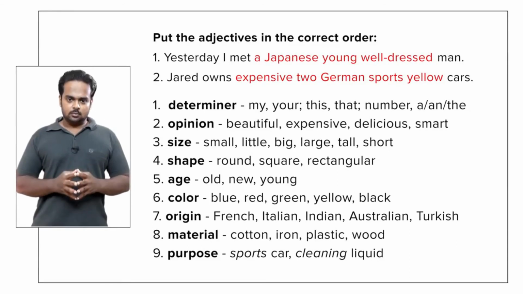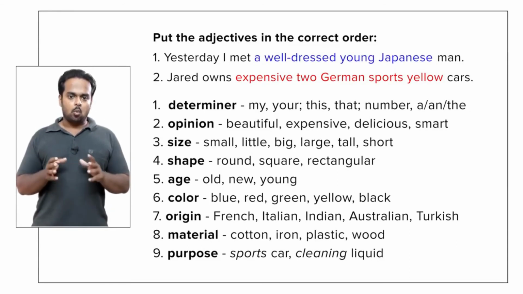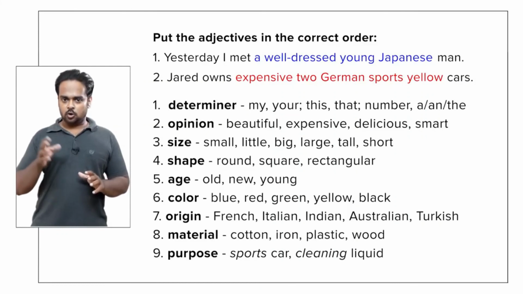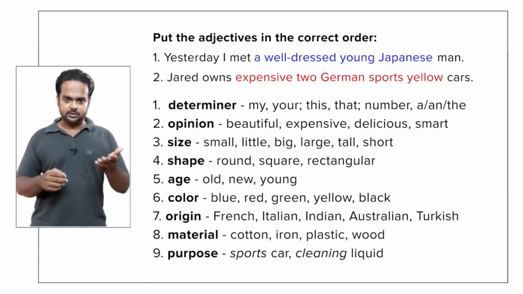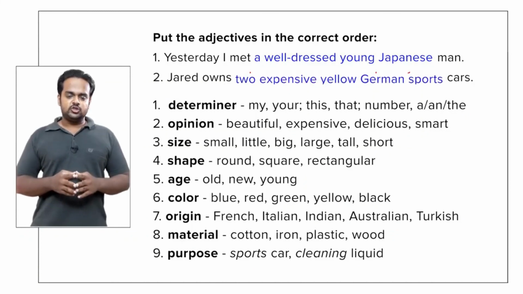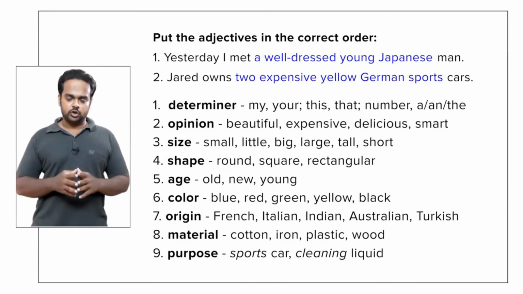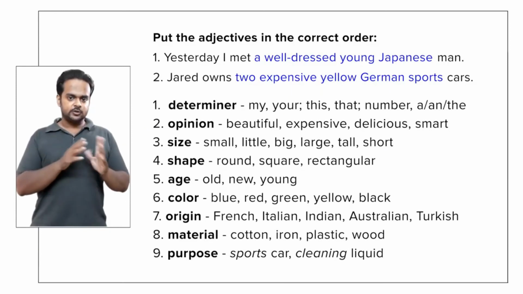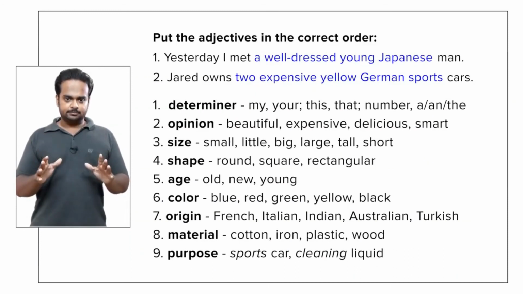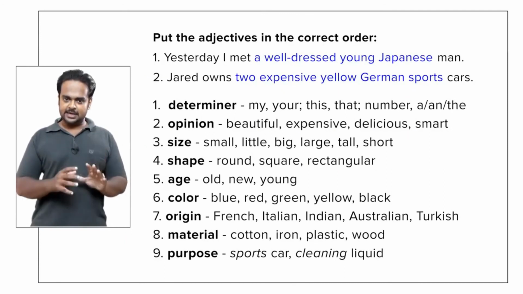Okay, in the first sentence, we should say, yesterday I met a well-dressed young Japanese man. The word well-dressed is an opinion, so it comes first. Age comes next, young, and finally, origin, Japanese. Number 2, Jared owns 2 expensive yellow German sports cars. Notice here that sports is the purpose, so it comes last. Did you get both of those right? If you did, fantastic. But if you didn't, don't worry, because this topic is often quite difficult at the beginning, but you will get better at it with time and practice.